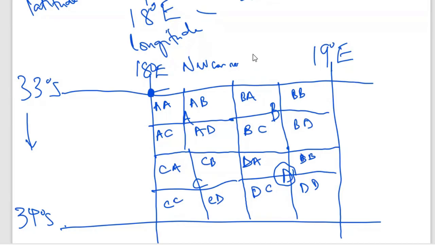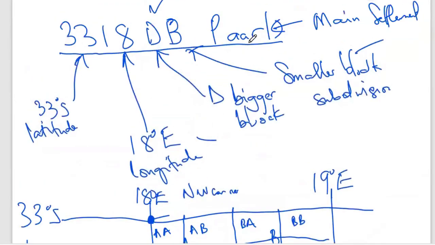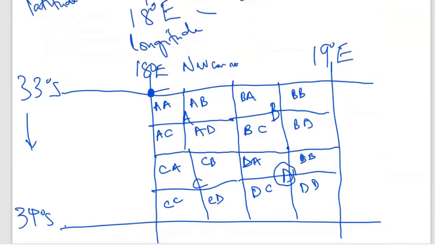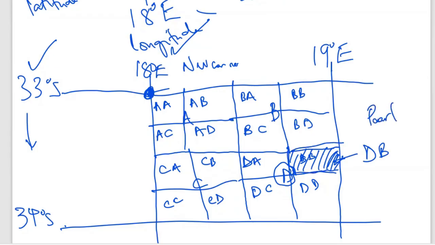So what are we saying? These are our subdivisions of those blocks. So when we are talking of 3318 DB, it means the mapped area is under bigger block D and smaller block B, which means our mapped area is this particular section here. This is where we extract a map with a reference of 33 degrees to the south, 18 degrees to the east, according to the northwest corner of the block. And the bigger block subdivision is D, and the smaller block is B. This is where we're getting our DB. And if we check the main settlement, which is occupied by this area, it is Paarl. That is our map reference. So that is where we get our map reference, and that is how we reference our maps.